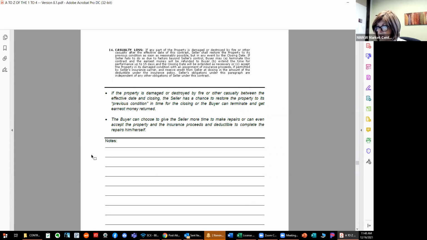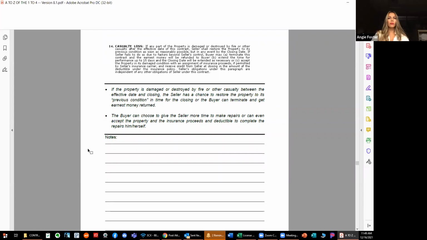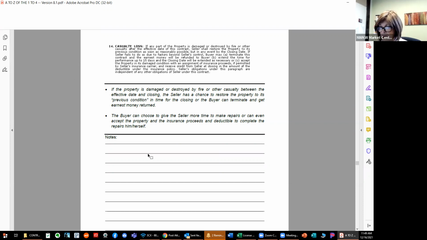Thank God. Casualty loss is just talking about if the property is damaged or destroyed by fire or other casualty between the effective date and closing. The seller has a chance to restore the property to its previous condition. Unless it's burned to the ground, you're probably not going to be able to do that in time for the closing, or the buyer can terminate and get earnest money refunded. The buyer can choose to give the seller more time to make repairs, or can even accept the property and the insurance proceeds and deductible to complete the repairs him or herself, provided their lender's okay with that. Lender is the one that has the money. The lender is the one that decides.